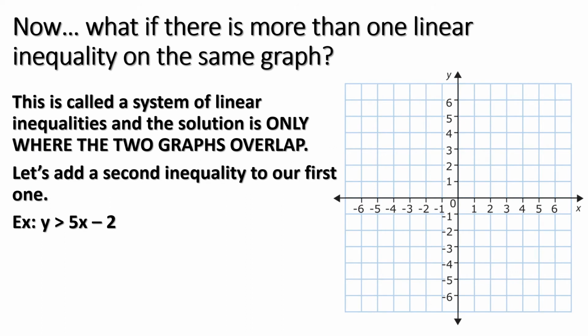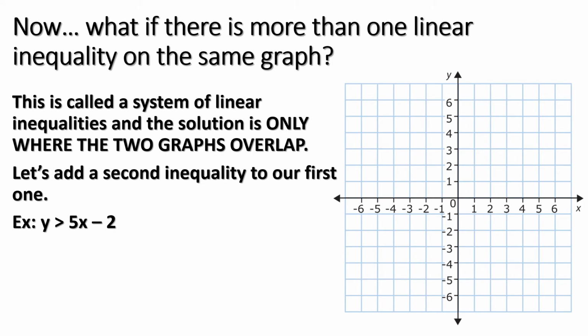Now, what if there is more than one linear inequality on the same graph? This is called a system of linear inequalities, and the solution is only where the two graphs overlap.